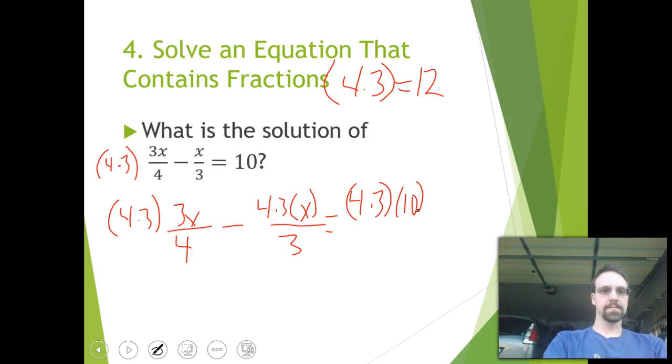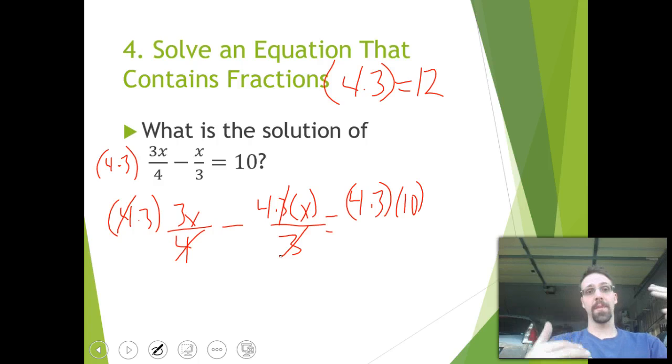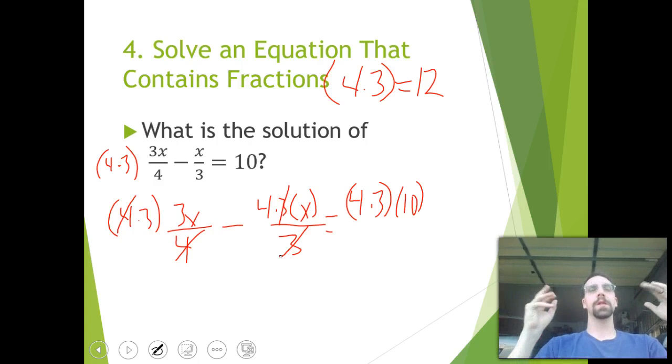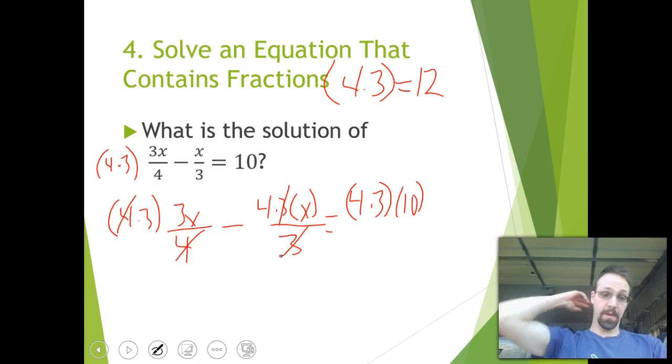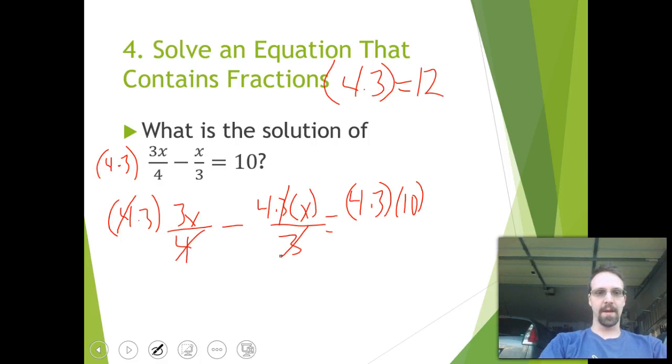So here's what's going to happen. Watch the magic. I've gotten rid of all of my denominators. Beautiful! Now we can actually solve this. So, I'm going to take what's left. 3 times 3x minus 4 times x equals 4 times 3 times 10.